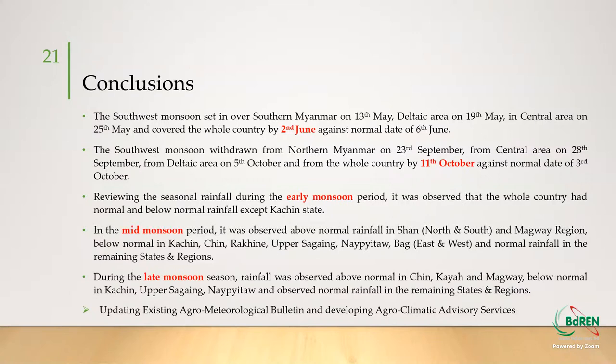When we summarize the Southwest Monsoon condition in Myanmar, in the early monsoon period it was observed that the whole country had normal and below normal rainfall. We observed above normal in Kachin State. In the mid monsoon period, above normal rainfall was observed in Shan, in the eastern part of Myanmar, and Magway region, and below normal in Kachin, Chin, Rakhine, Upper Sagaing, Mandalay, Bago, and normal rainfall in the remaining states and regions. During the late monsoon season, above normal was observed in Chin and Kayah and Magway, below normal in Kachin, Upper Sagaing, Mandalay, and normal rainfall in the remaining states and regions. This is our summary of the early, mid, and late monsoon conditions in 2022 Myanmar.